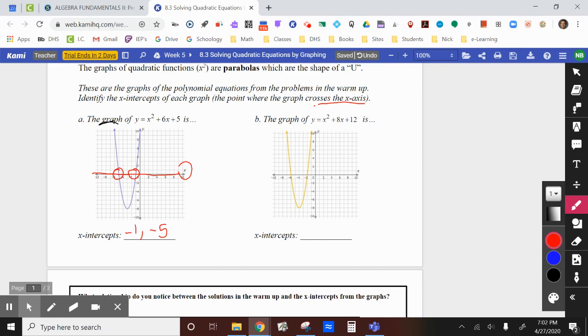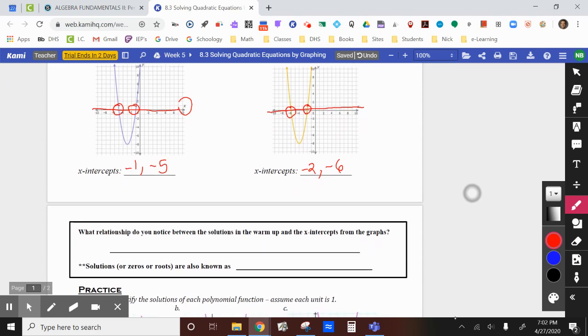Okay, that's not too bad, but we've done x-intercepts before. Now let's look at example B here. Again, here's my x-axis. This is the graph of y equals x squared plus 8x plus 12. This one has x-intercepts here and there. And what are the values of x at those two spots? Well, it's going to be -2 and -6.